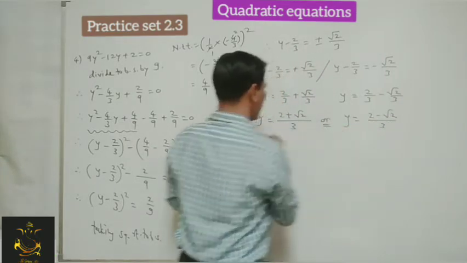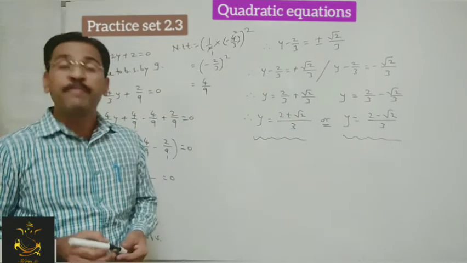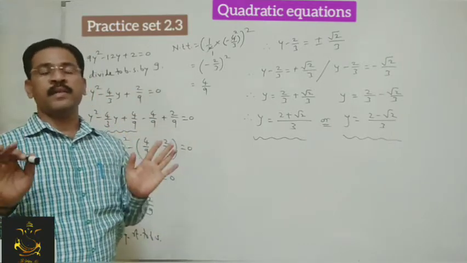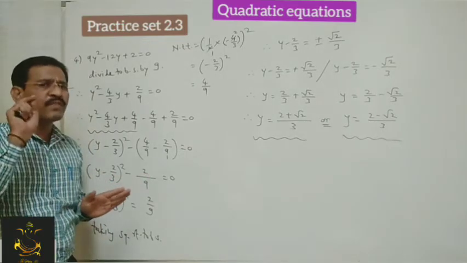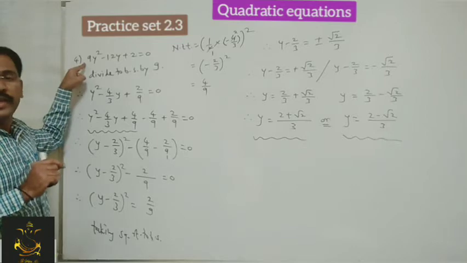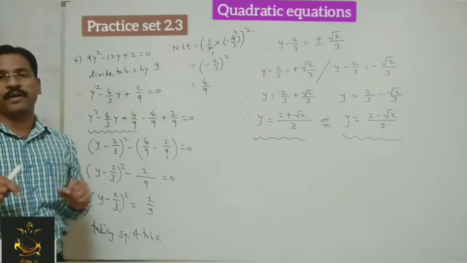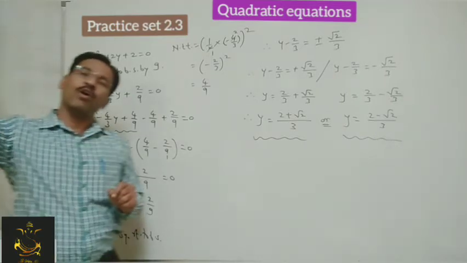Here these are the roots of the given quadratic equation. By which method? By completing the square. Understand? Observe always. What is the difference here? Only this coefficient is different. If a coefficient is there, then this is the procedure. First, it is very important: don't forget to divide that coefficient to all the terms.